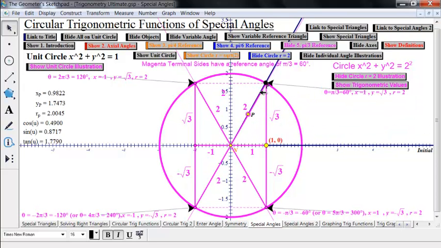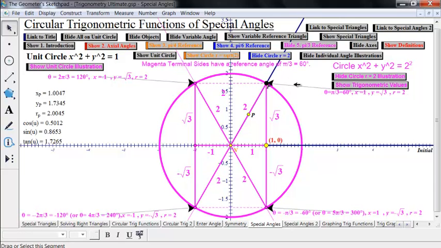So 1/3 pi, 2/3, 3/3, 4/3, 5/3, 6/3. So this would be pi over 3, or going this way, 1, 2, 3, 4, 5, pi over 3 negative. So negative 5 pi over 3, or again we can rotate as many times as we want. What matters is what happens when we end there.